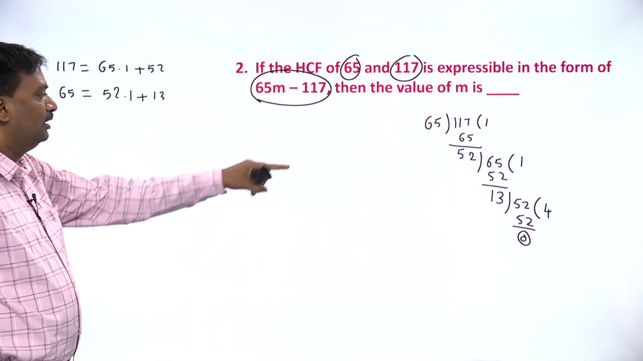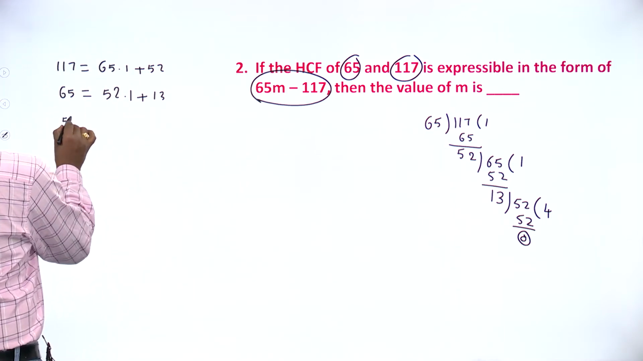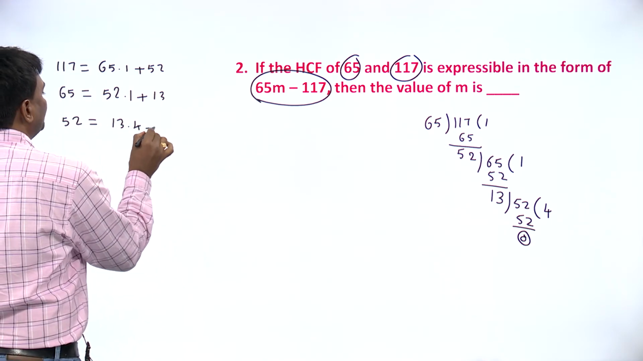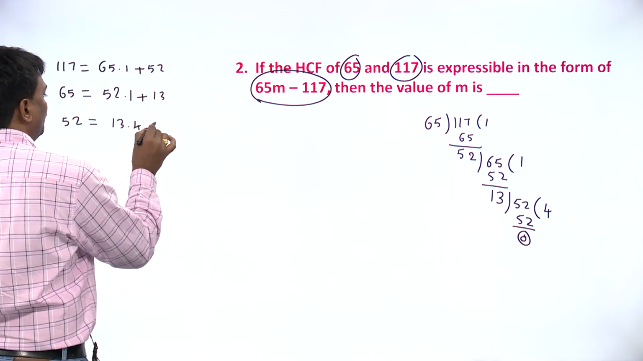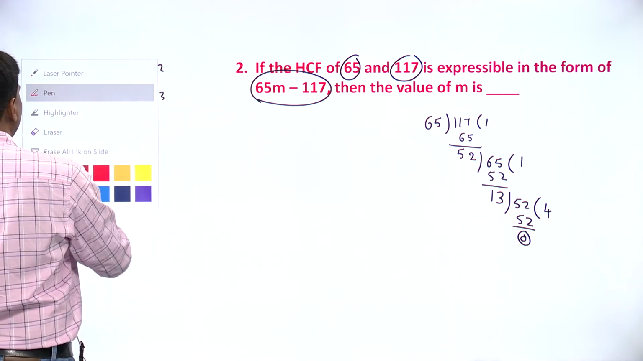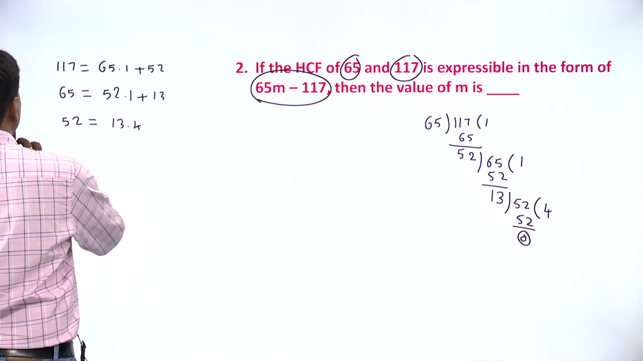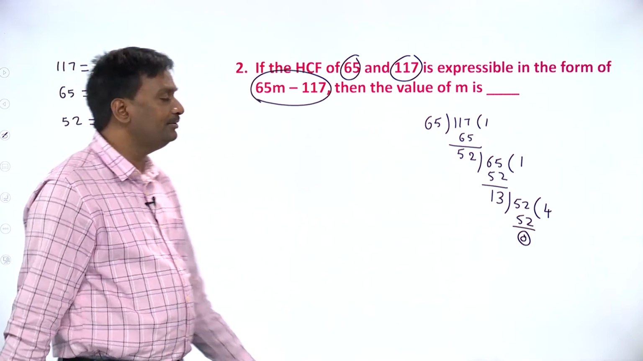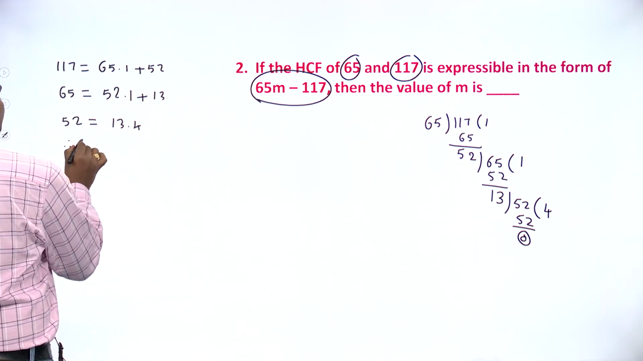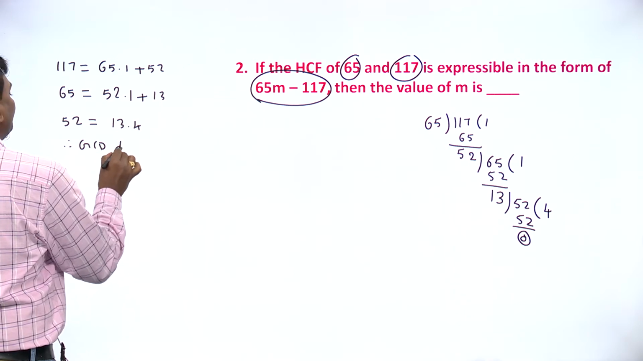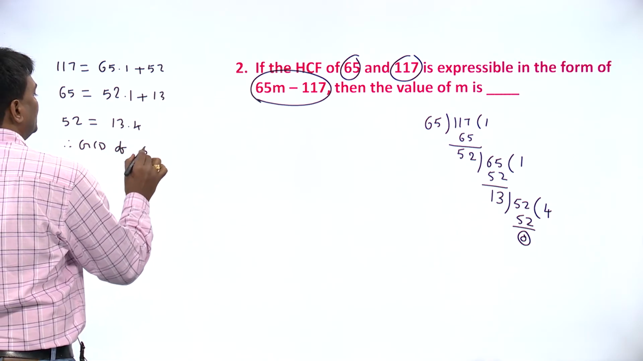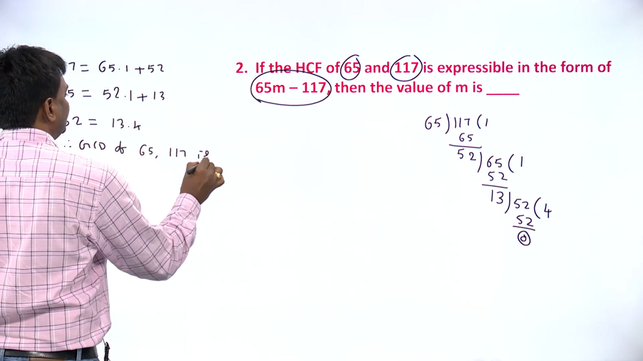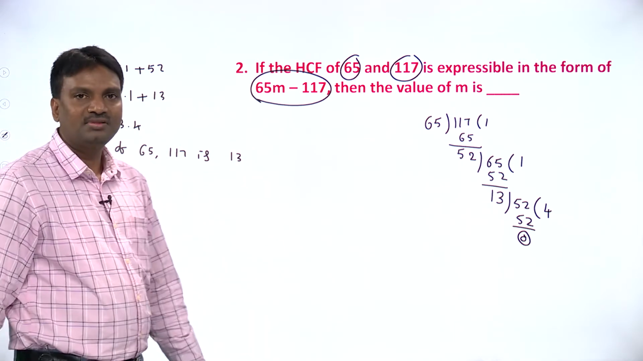From that we can write 52 equal to 13 into 4 plus 0, so that is 13 into 4 only. Now, the GCD of 65 and 117 is 13. Therefore, GCD of 65 comma 117 is 13.